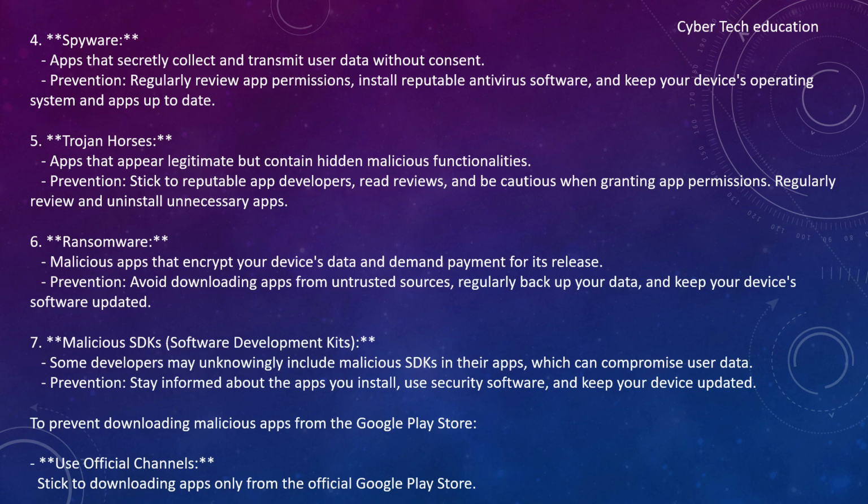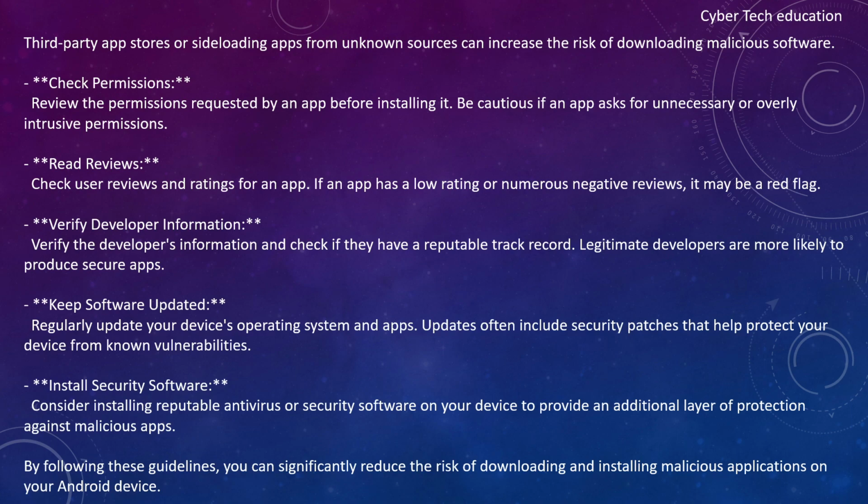Coming to the preventive measures while downloading from Google Play Store: use an official channel. Stick to downloading apps from the official Google Play Store, because third-party app stores, or apps from unknown sources, can increase the risk of downloading malicious software. Check the permissions, read the reviews, verify the developer information, keep the software updated, and install security software.